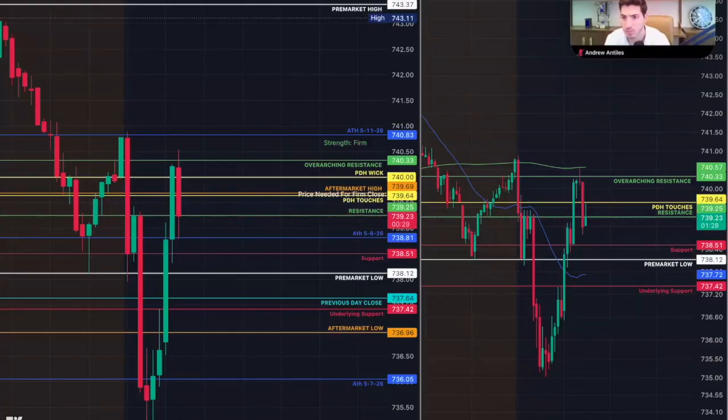See if we can close above that 739 or higher. Obviously, I'd love to close above the previous day high touches at 739.64 or just go green in the last 20 seconds. Let's see. All right, team, not a terrible close, but not a great close either.